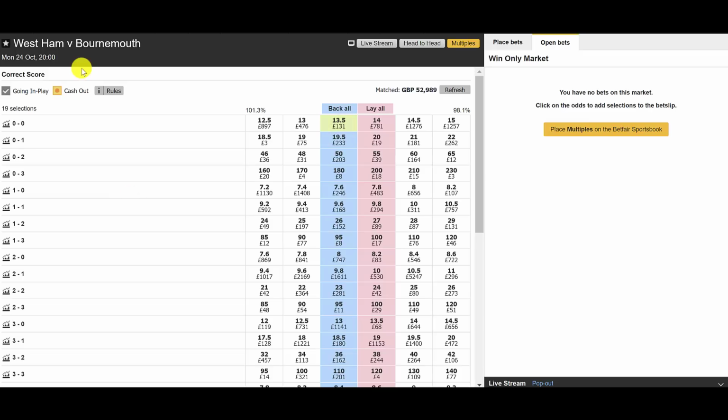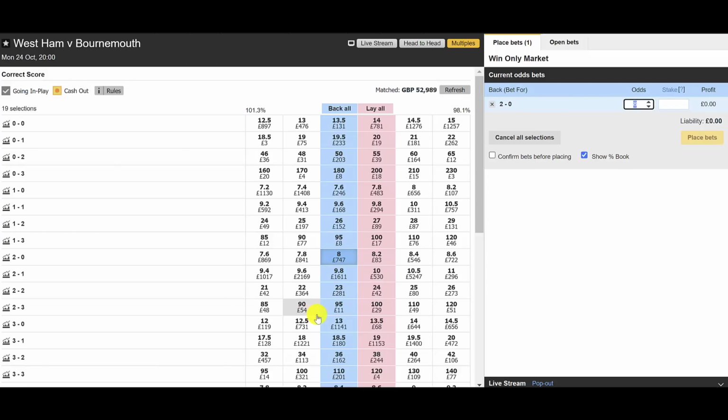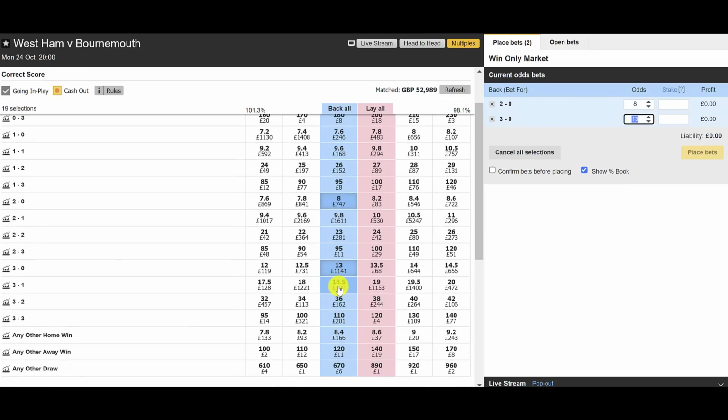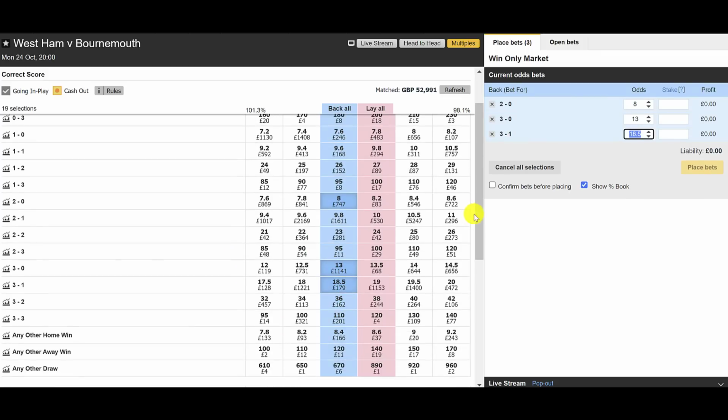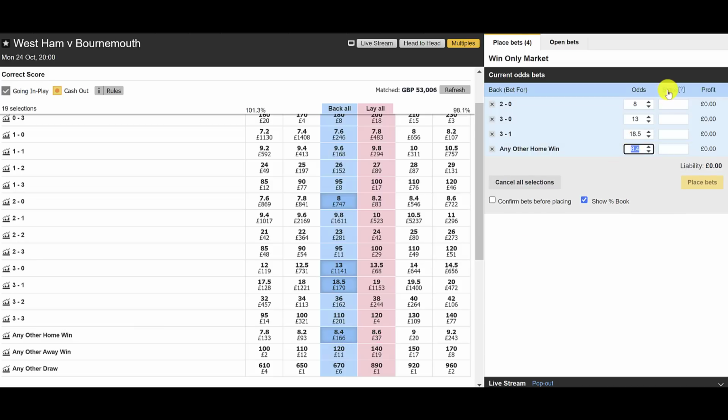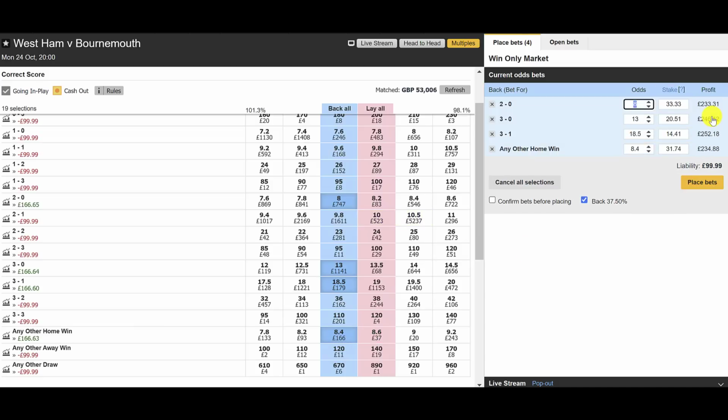So let's just say we've looked at this closely. We've done our research. We think West Ham are going to win. They're going to win by 2 goals. So we would back 2-0, we would back 3-0, and we would back the 3-1. So they're going to win by 2 goals minimum, and also back the any other home win. £100 stake on that outcome there. Suddenly our profit potential is a lot better, £166, and you might want to play around with that. Obviously that's what makes the trade a lot more worth it rather than just going in on the match odds market. But of course, the whole dilemma starts to arise.